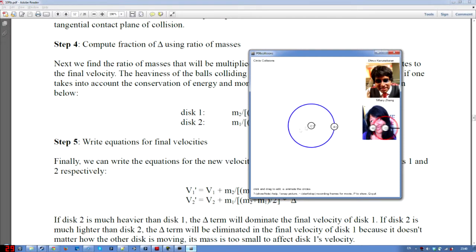As you can see, this circle moves slower after collision. This circle moves a lot faster because the velocity of this one is canceling out the velocity of that one, and this one's velocity is overpowering this circle's velocity. And so in a sense, we have an elastic collision. As a side note, elastic collisions are where energy is conserved and momentum is conserved, because there is no loss of energy due to compression between the disks.